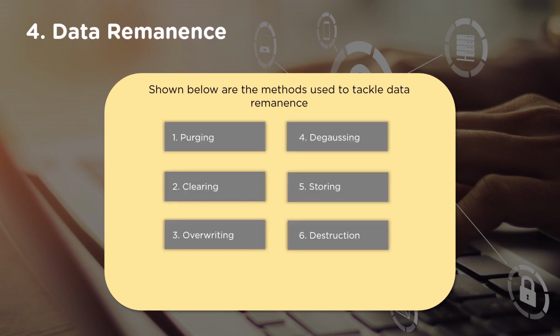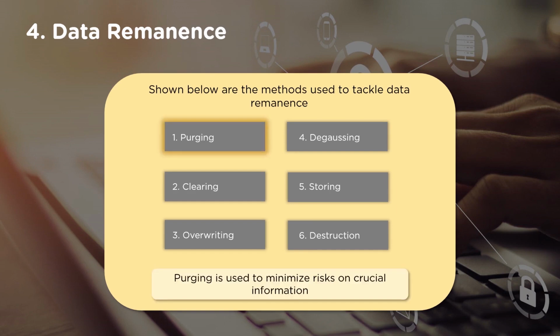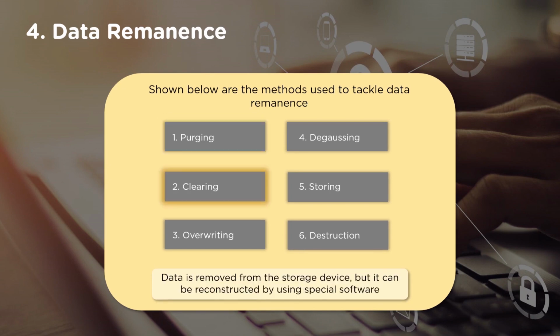So how do we tackle data remnants? For this, we have various methods. They are purging, clearing, overwriting, degaussing, storing, and finally, destruction. Let's have a look at each of these methods individually and understand how they help in tackling data remnants. First up, we have purging. Purging is done to minimize risks on crucial information. In clearing, data from storage devices are removed. However, it can be reconstructed by using various softwares.